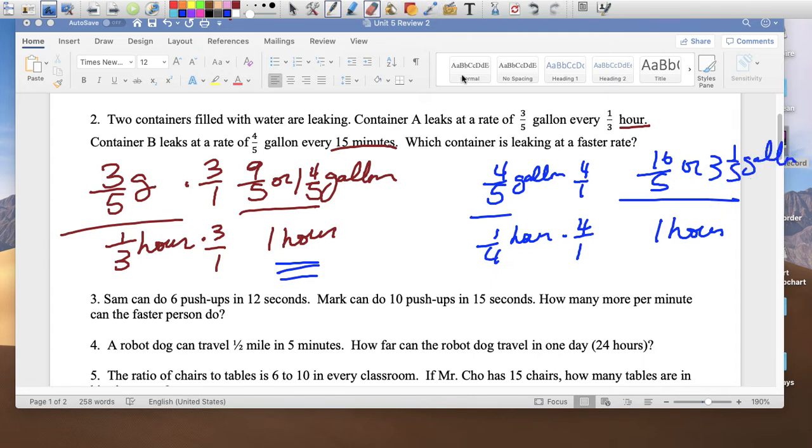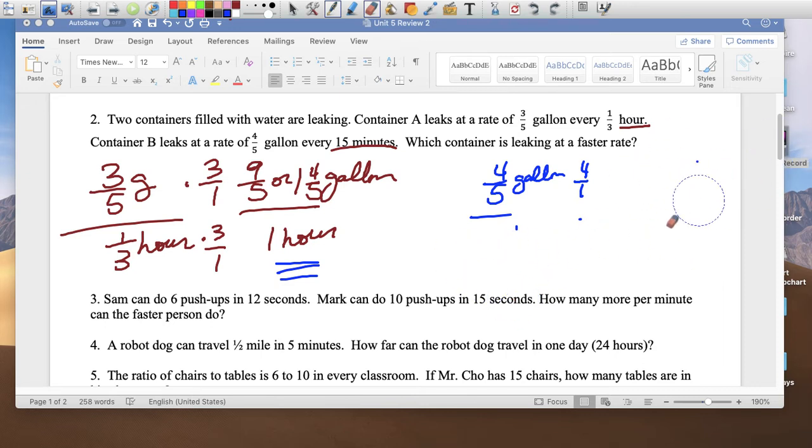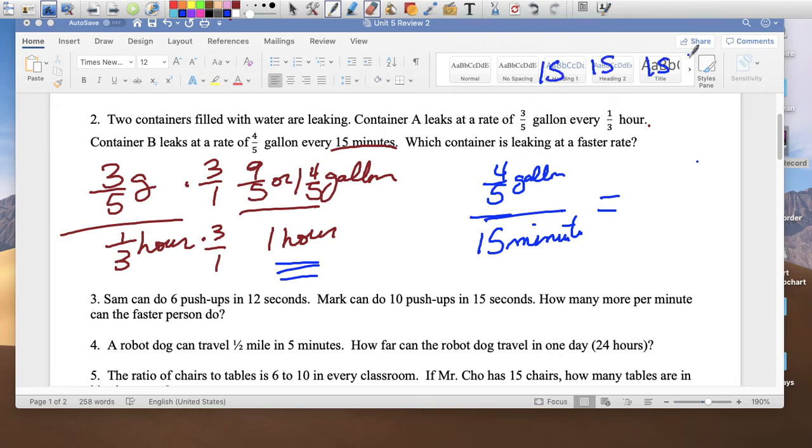So that's easy. But let's say you're stuck with this tomorrow, and you're looking at this, and this says 4/5 of a gallon every 15 minutes. Well, how many 15 minutes are in every hour? In 1 hour, right? We have 15 minutes, another 15 minutes, another 15 minutes, you have 4 groups of 15 minutes in 1 hour, right? So in the first 15 minutes, you will lose 4/5 of a gallon. The second, the same thing. The third, the same thing. And the fourth is the same thing. So 4/5 times 4, so we multiply this by 4.